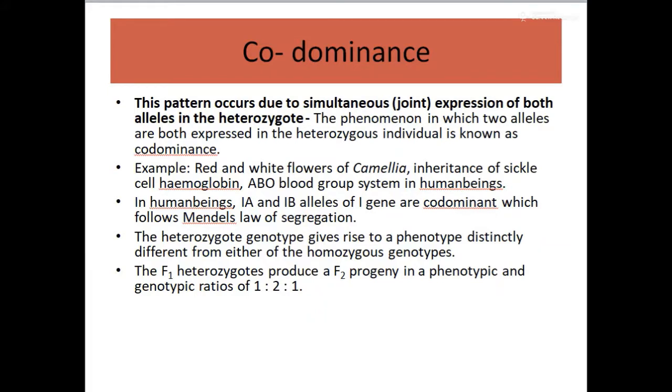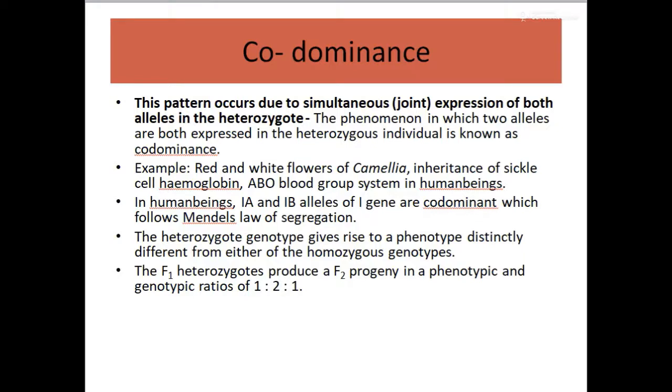Hi dear students, now let's continue with gene interactions, and among them we are talking about codominance. Codominance occurs due to the simultaneous expression of both the alleles in a heterozygote. For example, if you take the red and white flowers of camellia, in a flower itself both the red color as well as the white color is being expressed. In such a case, it is considered to be codominance.